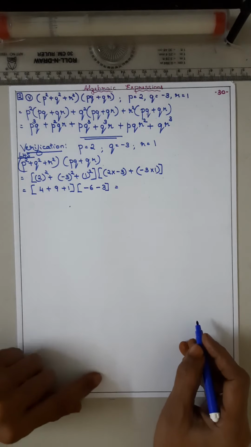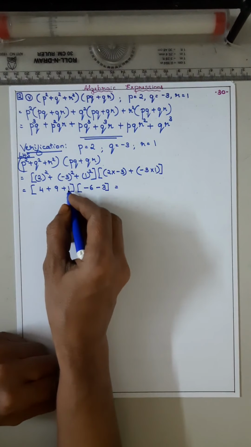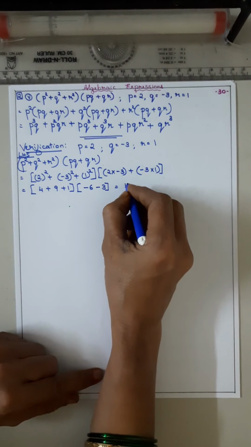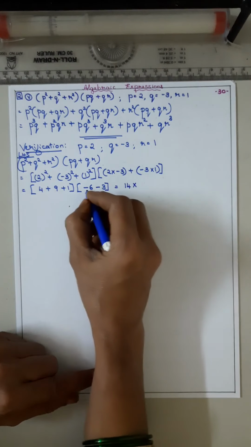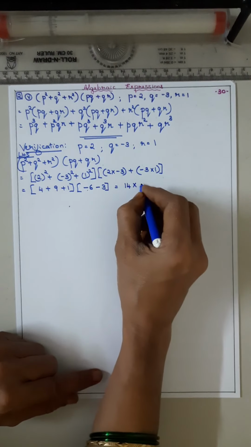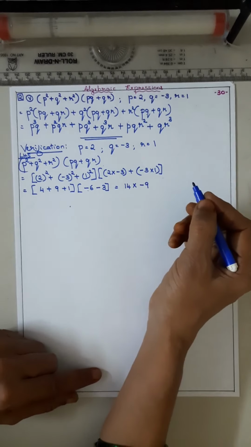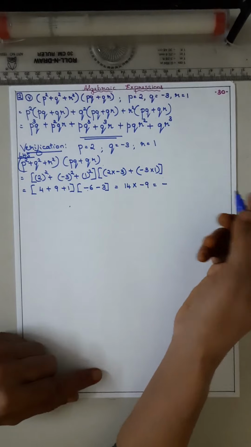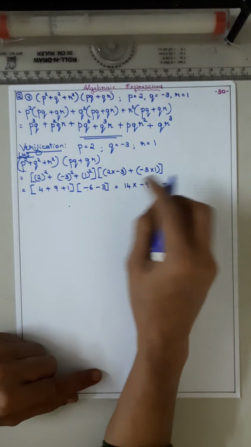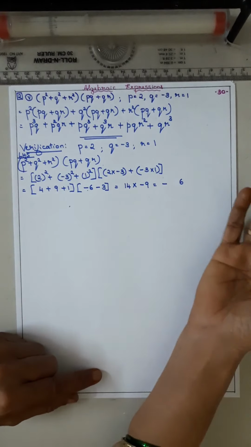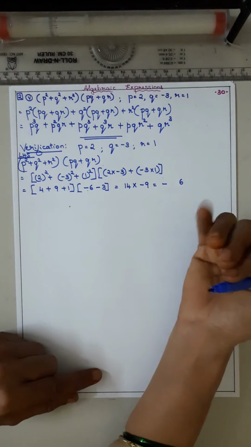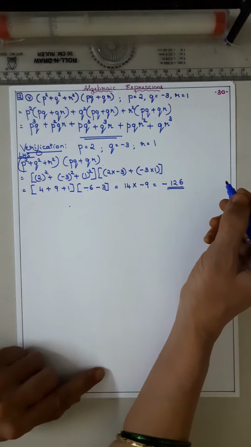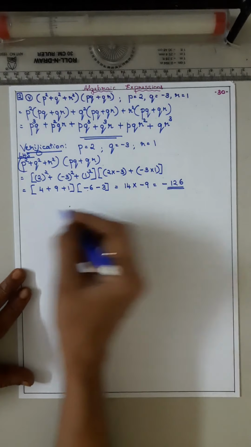Is it clear? Now 4 plus 9 plus 1 is 10 plus 4, 14, into minus 6 minus 3 is minus 9. Now answer will be minus 9. 9 4s are 36, 9 1s are 9, 10, 11, 12. So 14 9s is 126, but the sign is minus.